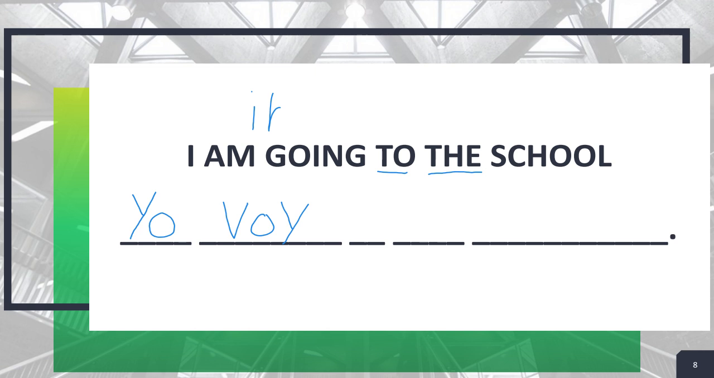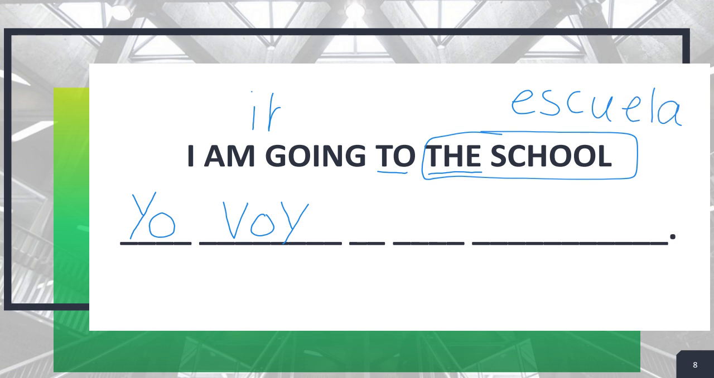Now we need to think about the school though, right? And what kind of a noun it is, whether it's a masculine noun or a feminine noun. So hopefully you remember that escuela is feminine, right? La escuela. So all you have to do then is just add the a, which is to. So yo voy a la escuela.